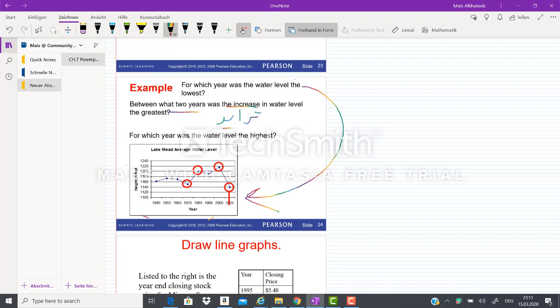Okay, so there is an increase here and a small increase here. If you compare, which increase is bigger? The increase between these 2 points, 1970 and 1980, was the greatest.